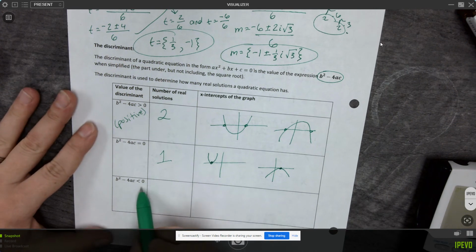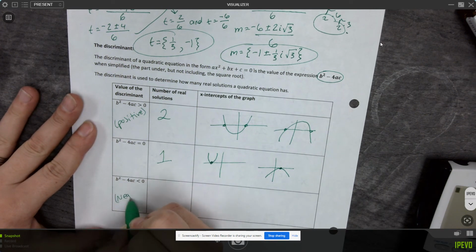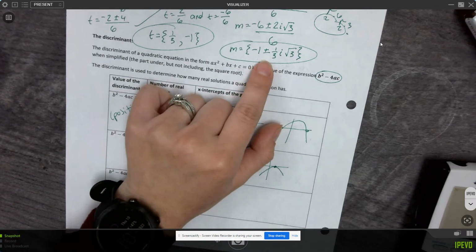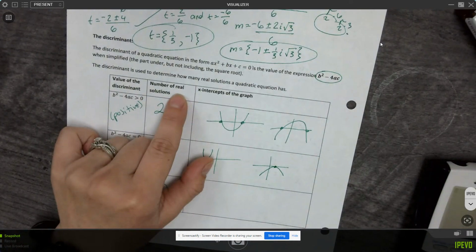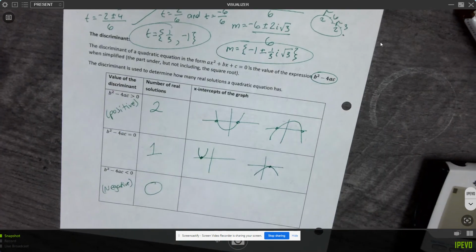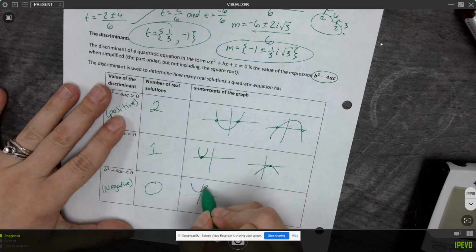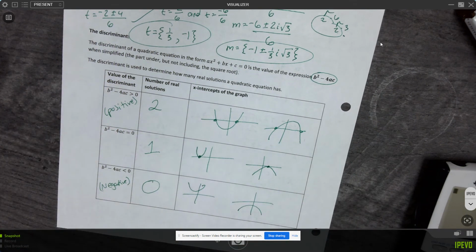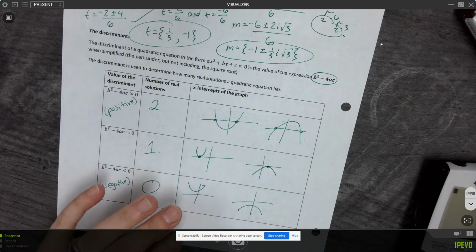And if, however, it is less than 0, which means it's negative, that's when there are 0 solutions, like this one. Not 0 solutions, 0 real solutions. There are no real solutions, there's only 2 imaginary. Your graphs would look something like this, where it never crosses your x-axis.